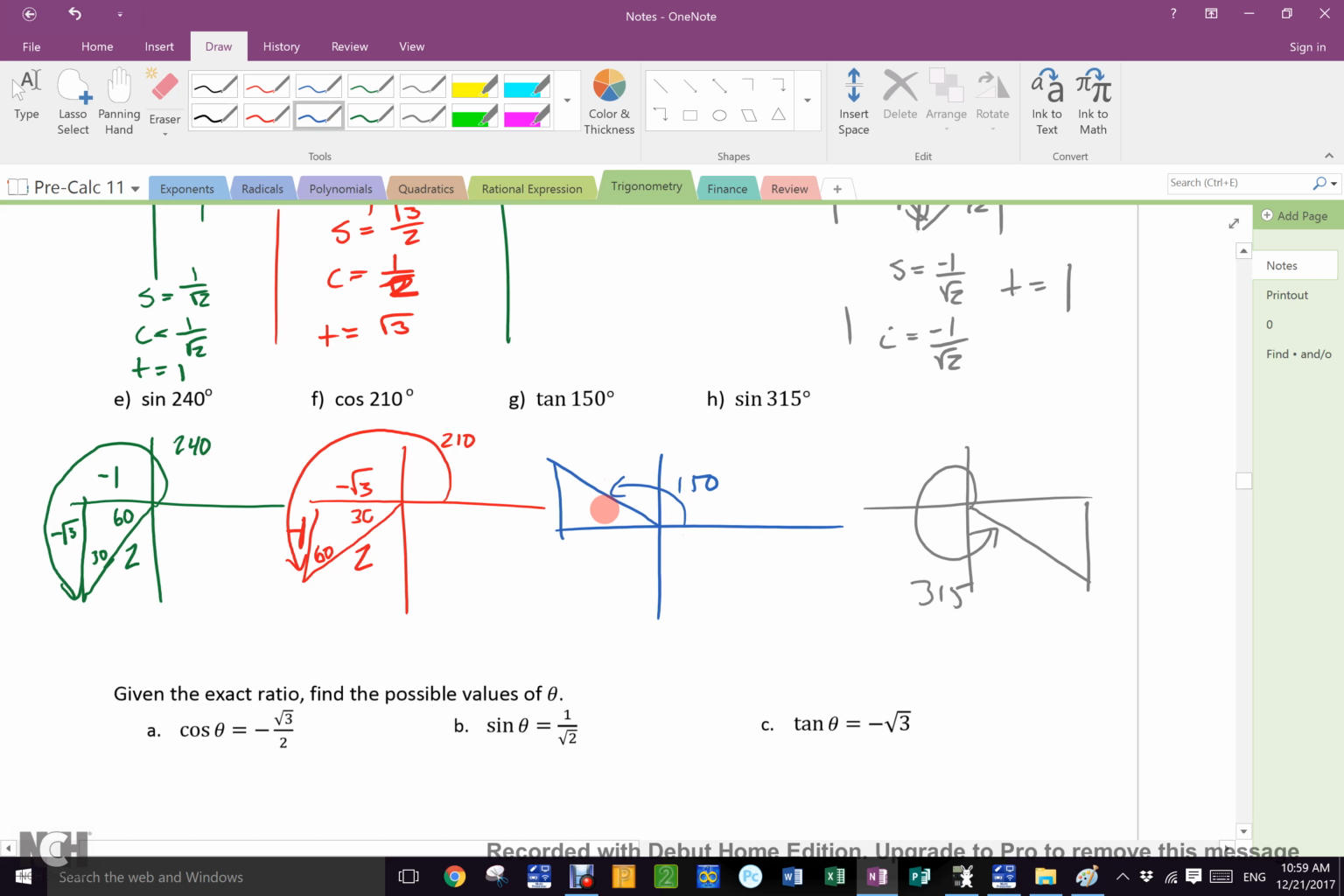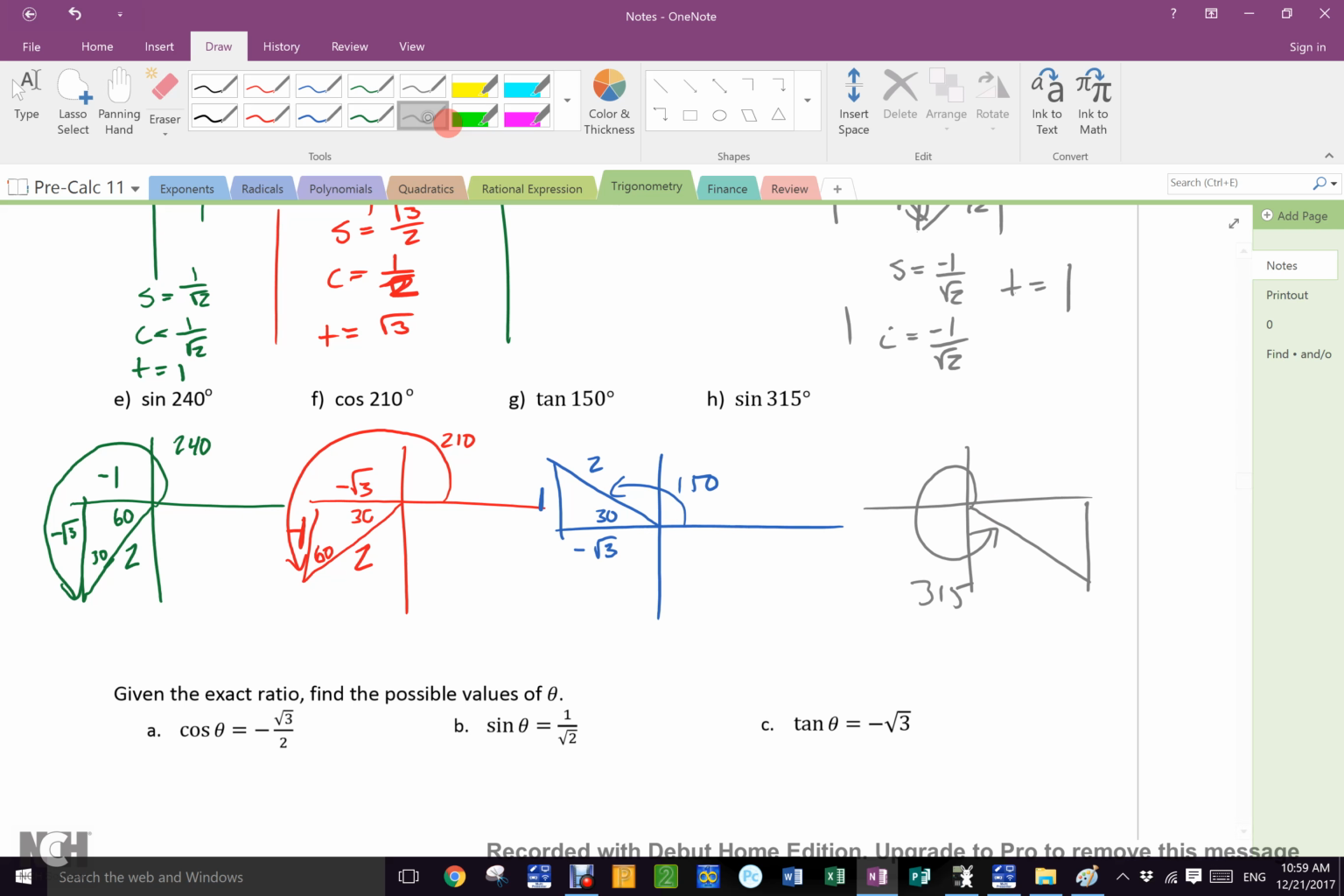If this is 150, what's this? 30. Which means what's across from 30? Positive 1. The angle is 60. What's across from angle 60? Negative root 3. What's my hypotenuse? 2. And then I do my fractions.